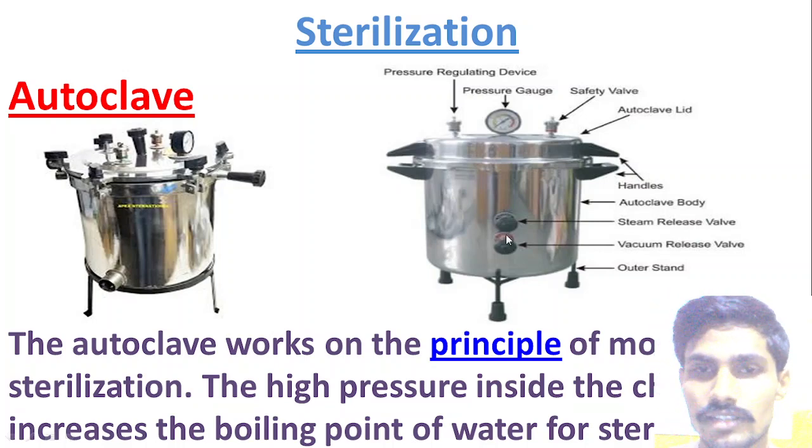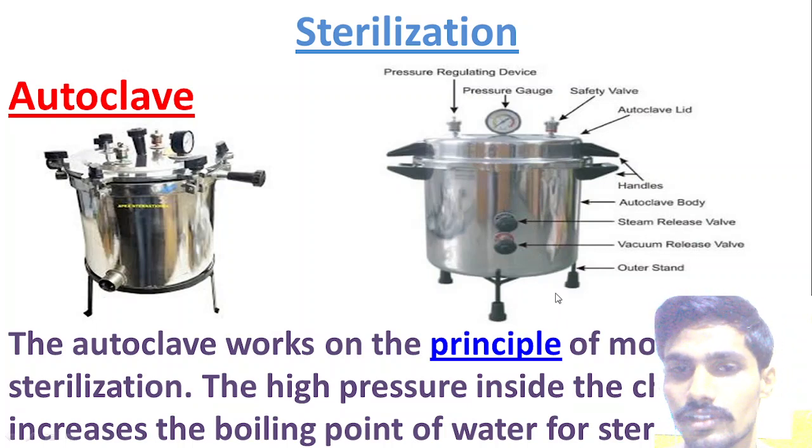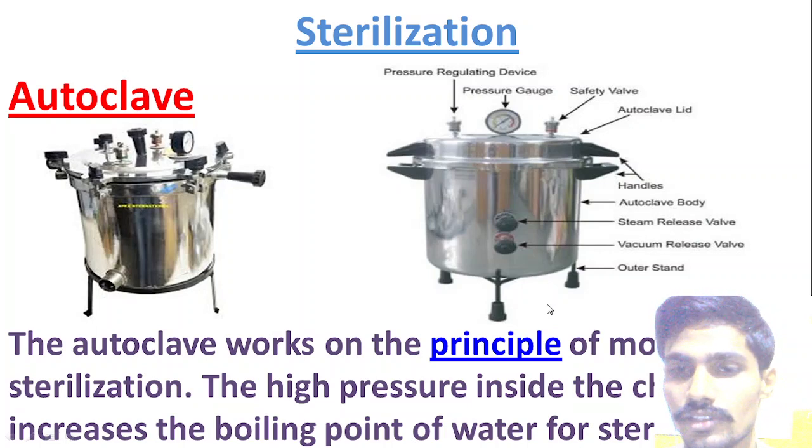This is just like a pressure cooker. Why is food ready quickly inside the pressure cooker? Because of the pressure. Like that, here inside the autoclave there is pressure. Due to that pressure the boiling point of water increases.